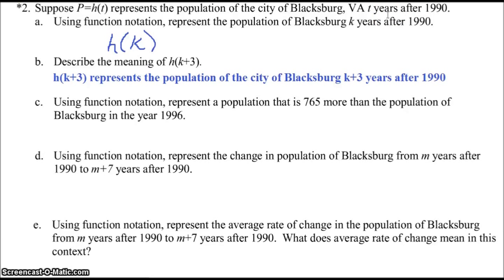So in 1996, that would be 6 years after 1990. So we need t equal to 6. So we can simply write h of 6. That will tell us the population of Blacksburg in the year 1996. But we want to represent a population that is 765 more than that population. Simply h of 6 plus 765.